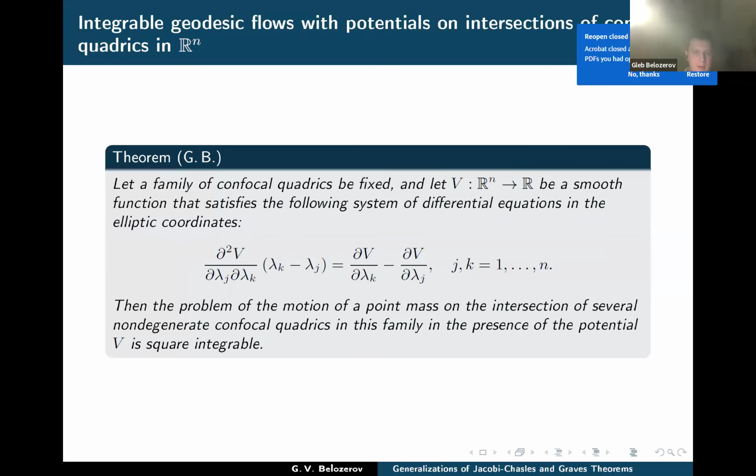Here you can see this theorem. Let a family of confocal quadrics be fixed, and let V be a smooth function that satisfies the following differential equation in the elliptic coordinates. Then the problem of the motion of a material point on the intersection of several non-negative non-degenerate confocal quadrics in this family in the presence of the potential V is integrable. So we obtained a new generalization of the Jacobi-Chasles theorem for systems with potentials.